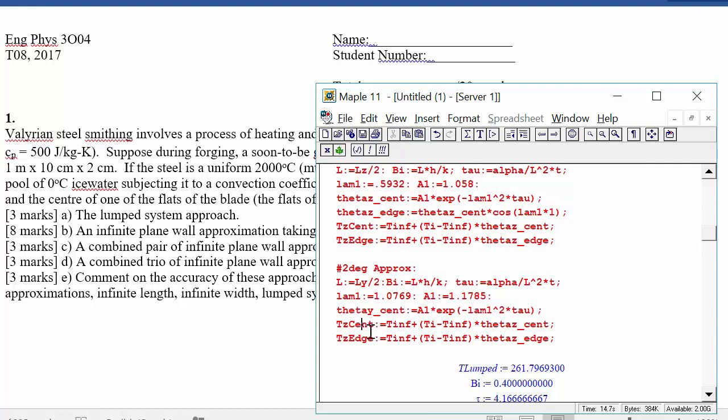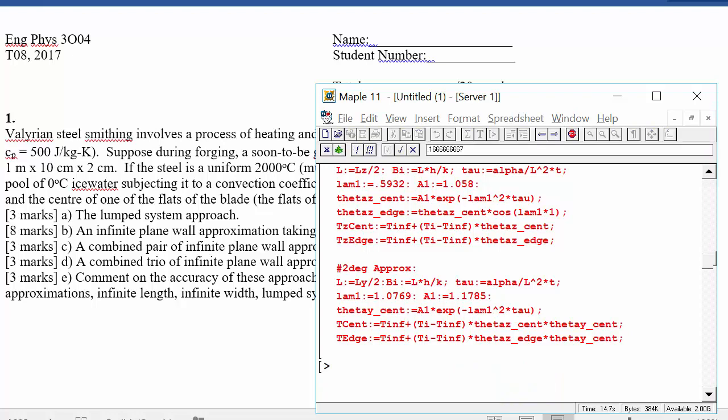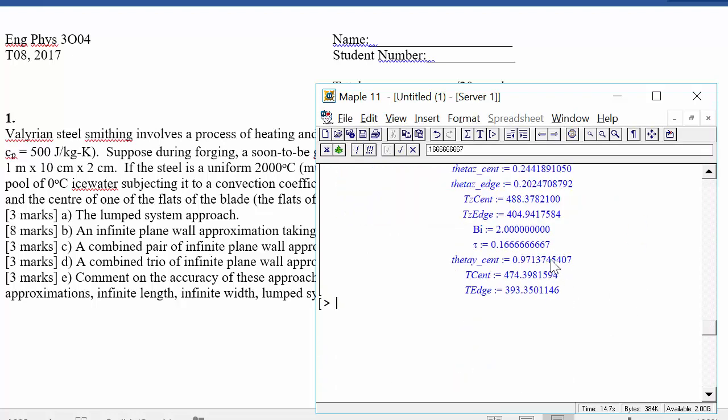And then we'll find the total temperature at the center by using a combined calculation. So we'll take the z dimensionless temperature in the center, and then multiply that by the y-based dimensionless temperature in the center, and then the same thing at the edge in z and the center of y. So this should be doing the new temperature calculations.